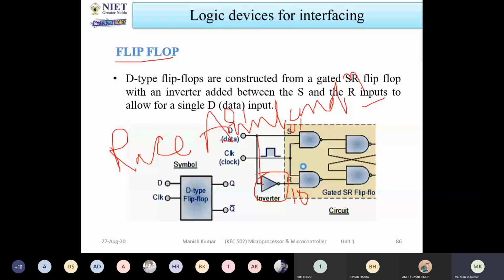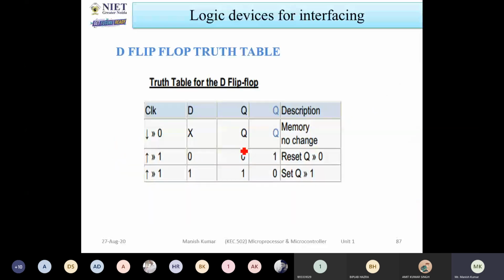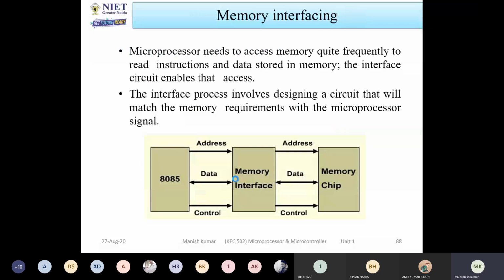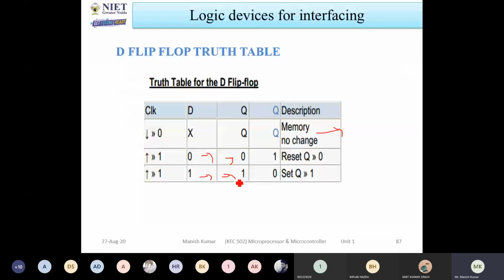So this is the truth table. All of you know that, correct? If the clock is 0, you can't get any output. It means that whatever data is available in memory, that data will be retained at that time. Whenever the clock is high and you provide the input 0, you get the output 0. And when you provide the input 1, you get the output 1. So in the next class, we will be talking about memory interfacing. Correct? If you have any doubt, please tell.